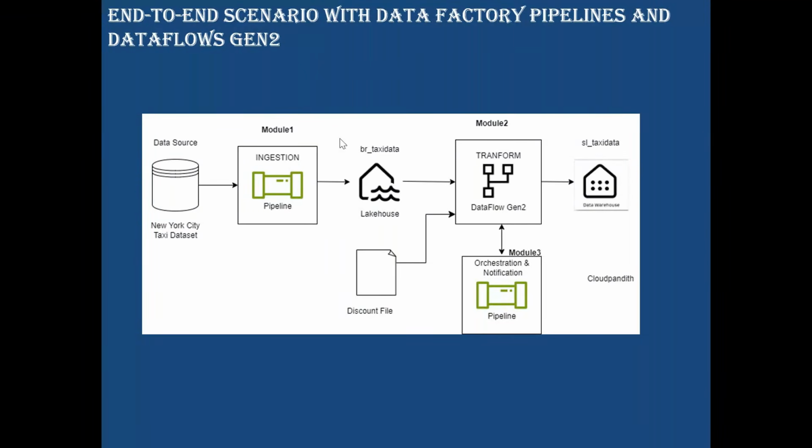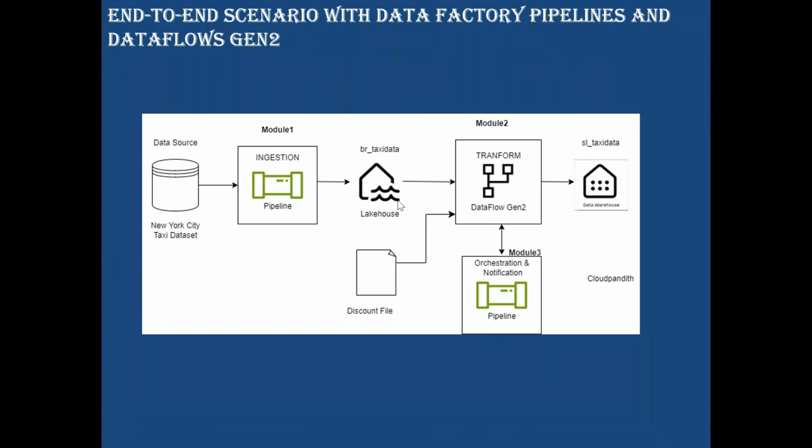Okay. So now we have loaded this data into the VR underscore taxi data in Lakehouse. Now from the Lakehouse, you need to read this particular file, and then you also need to read this particular discount file. You need to find out the prices after the discounts. Clear, Tip? Everybody understood? Okay.